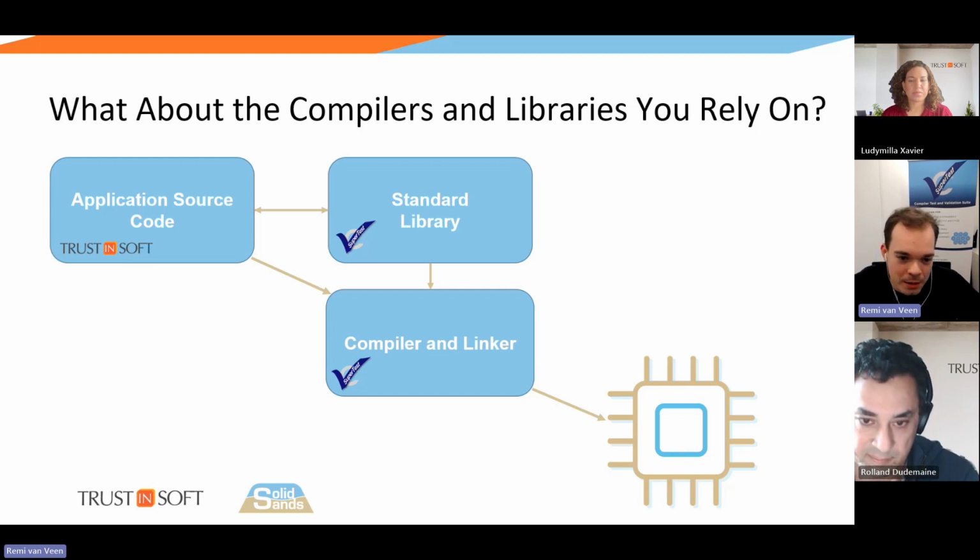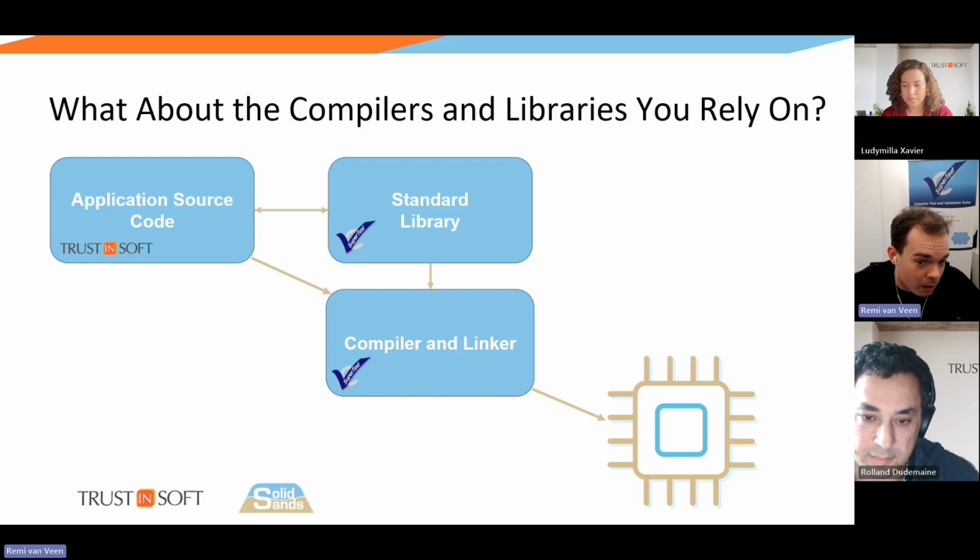But one question still remains, and that is, what about the compilers and the libraries that you also heavily rely on? Because in order to obtain usable software, your code will always go through a compiler in order to obtain code that can be executed. So no matter how well written your application code is, you still heavily rely on this compiler to translate your code without making any mistakes. So in other words, without introducing bugs into your application code.